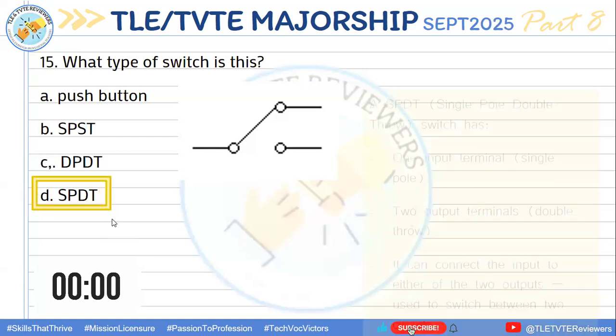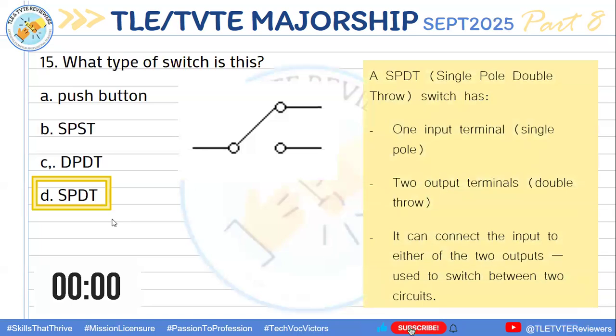Answer SPDT. SPDT, or single pole double throw switch, has first one input terminal, or single pole, then two output terminals, or double throw, and it can connect the input to either of the two outputs, like used to switch between two circuits. For letter A, push button.